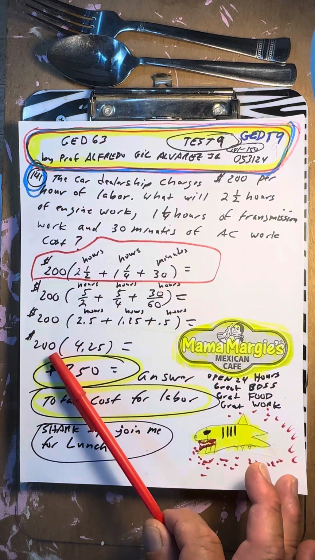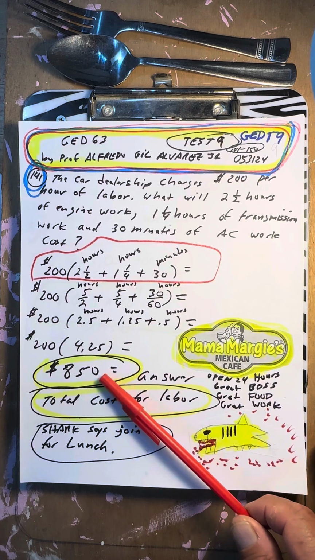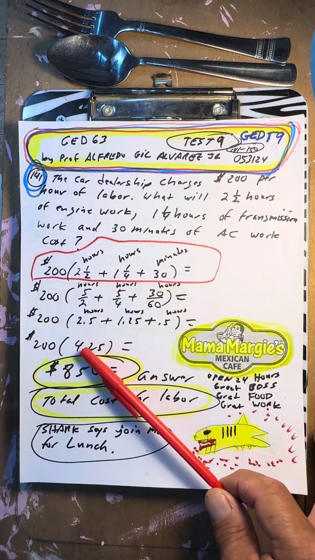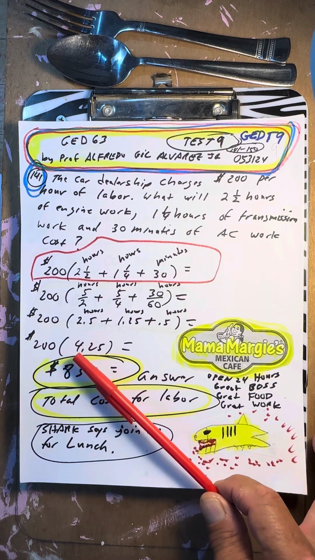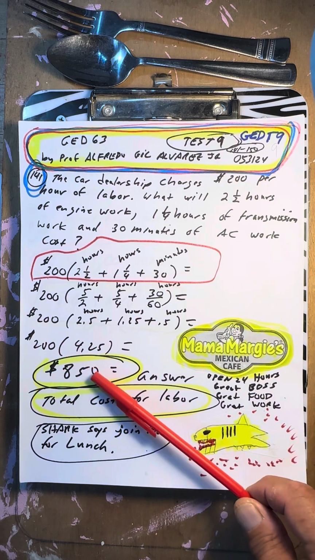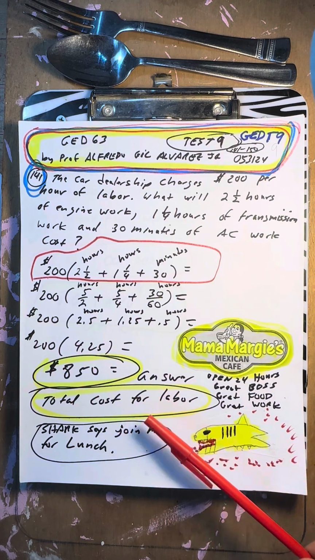Times the 200, that's going to give you a bill of what? $850. So the 4.25 hours is going to give you $850, the total cost for labor.